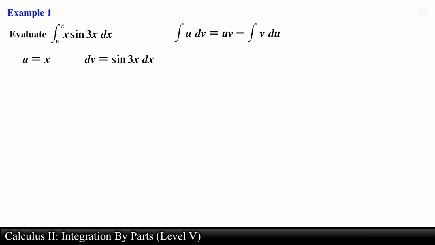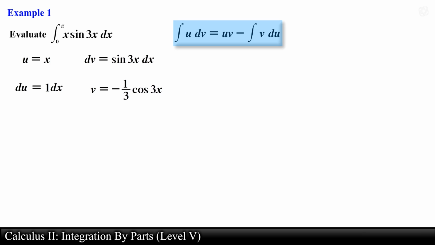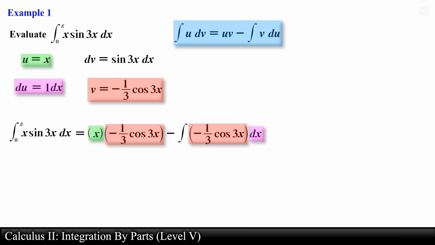Like always, we want our u to be a function that is easily differentiable, and at the same time, a much simpler function. Likewise, our dv should be a function whose integral is easily found. So taking the derivative of u with respect to x, we obtain 1, and solving for du, we obtain the following. Next, we take the integral of dv to find v. So the integral of sine of 3x dx is equal to negative 1/3 times cosine of 3x. Having obtained all of our required functions, we substitute them into the integration by parts formula. So doing that yields the following.